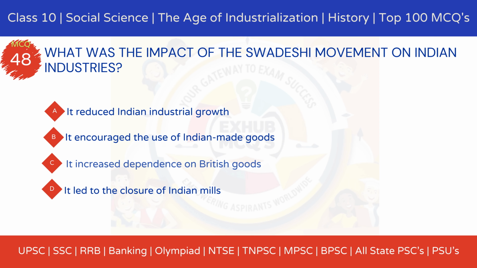What was the impact of the Swadeshi movement on Indian industries? Option A. It reduced Indian industrial growth. Option B. It encouraged the use of Indian-made goods. Option C. It increased dependence on British goods. Option D. It led to the closure of Indian mills.